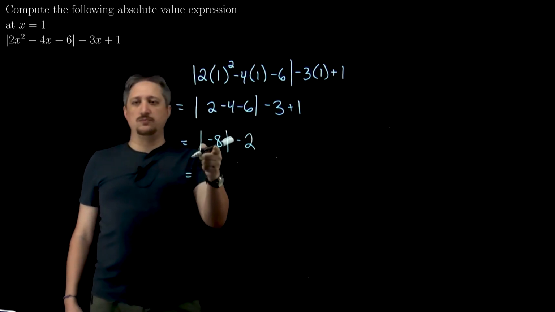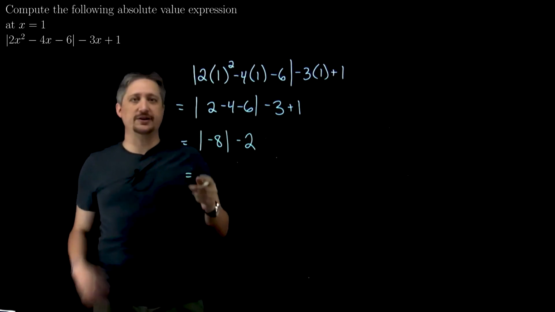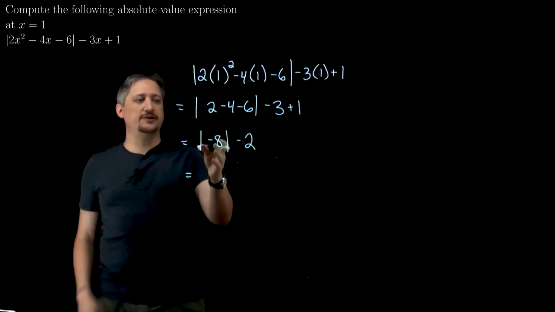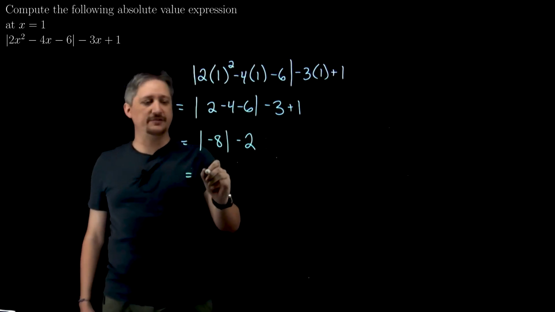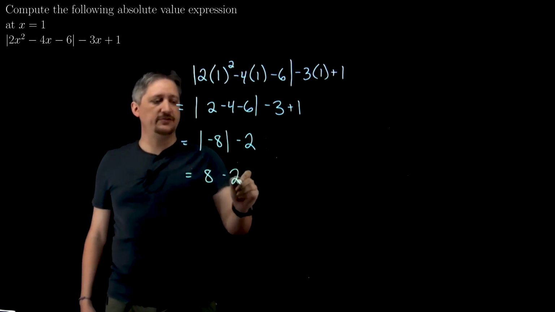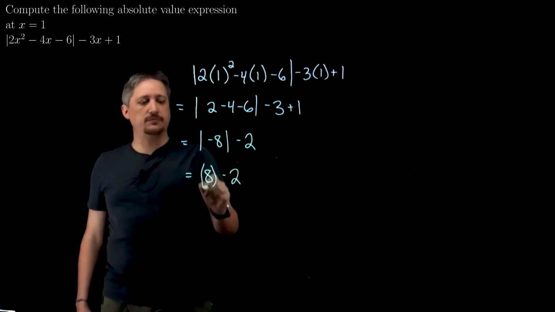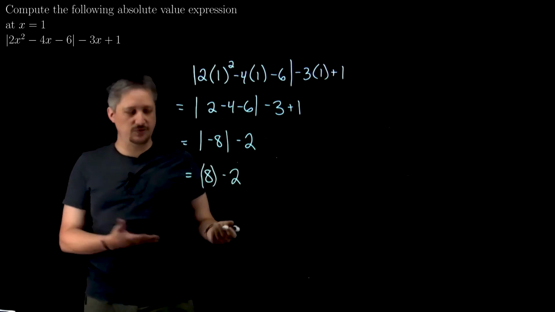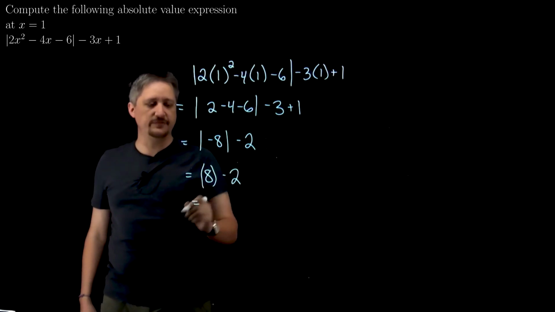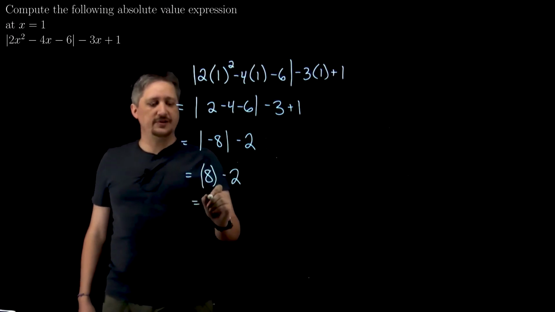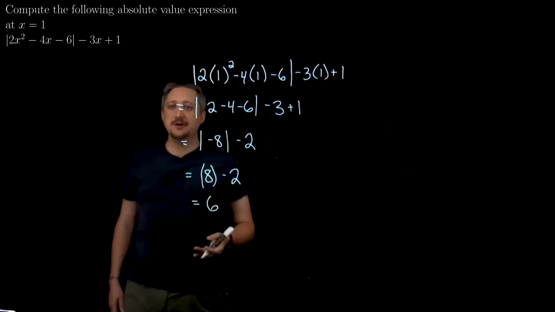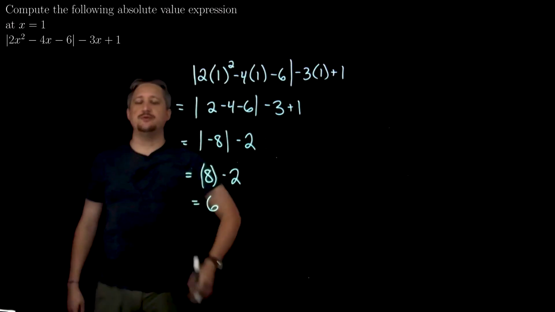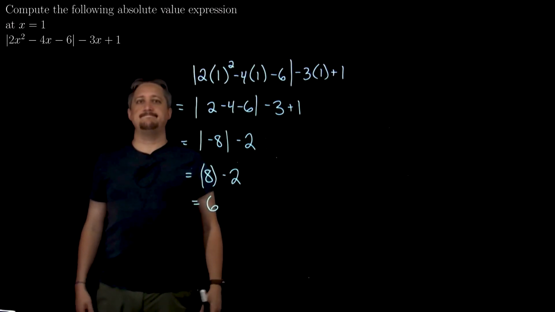And now I have only one term in here, so I can apply the absolute value. I know this is negative, so it becomes positive, so that becomes 8 minus 2. And if you want, you can even put parentheses. It never hurts to put parentheses. You don't actually need them in this case, but still, it doesn't hurt. 8 minus 2 is 6. And now I have my number. It is that straightforward. Okay, there we go.